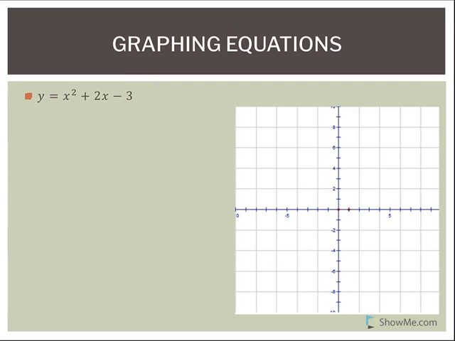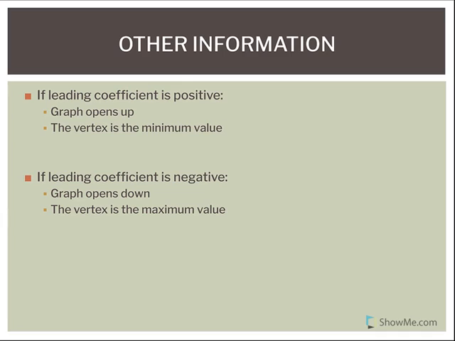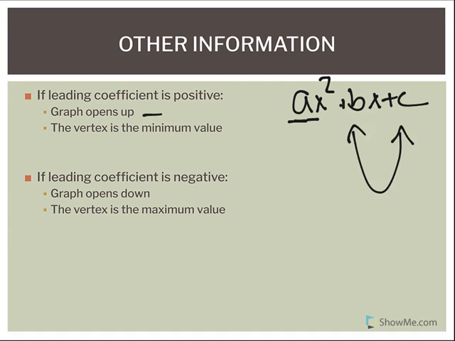All right, there are a few other things with your graphs that we just need to mention. We talked about this a little bit before: when your leading coefficient is positive, so your ax squared plus bx plus c, when a is positive, that means your graph's going to open up. And if your graph opens up, that means your vertex is going to be at the bottom of your graph, which is what we call a minimum value.